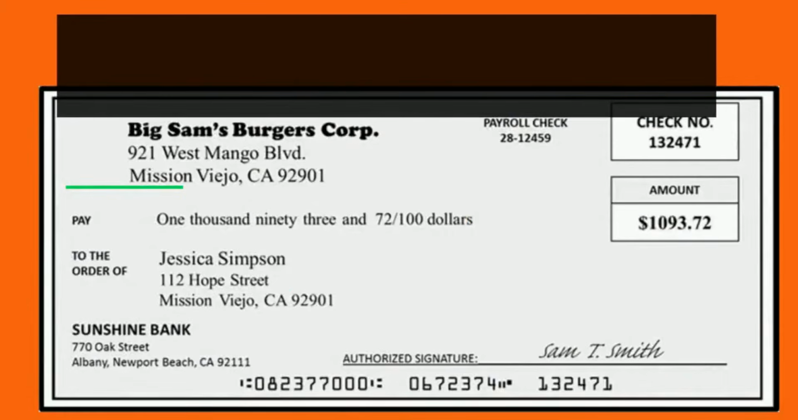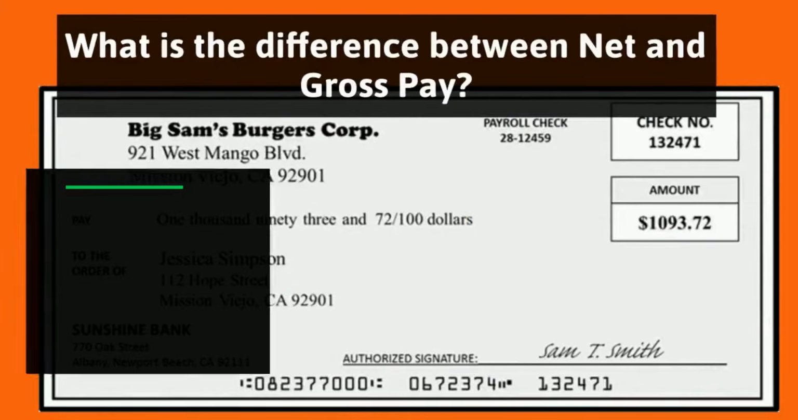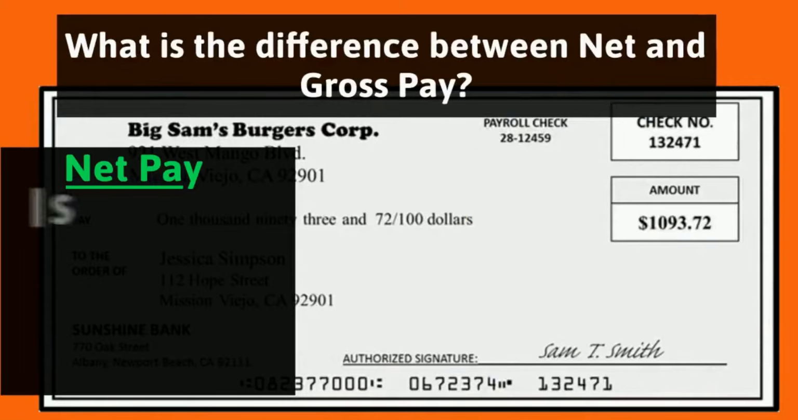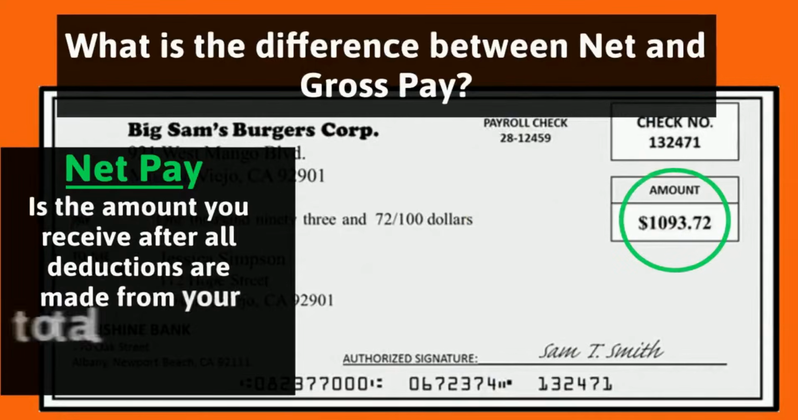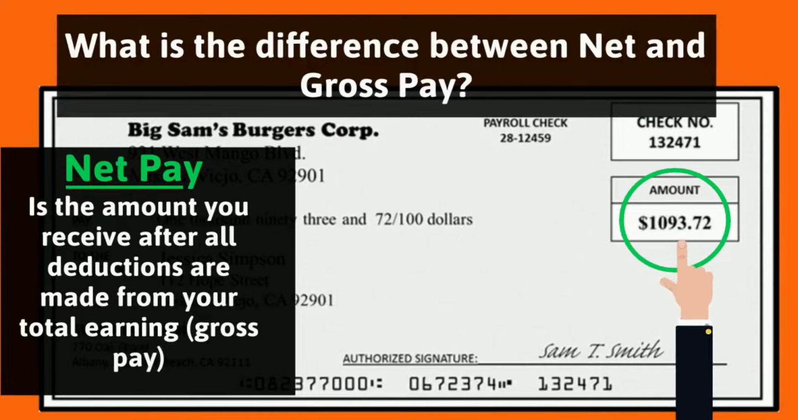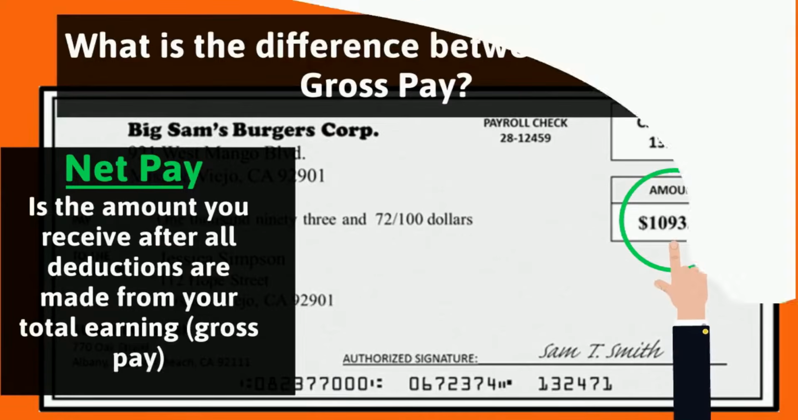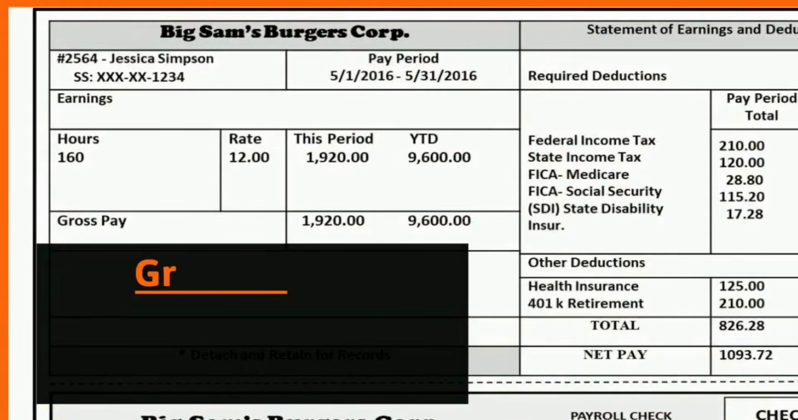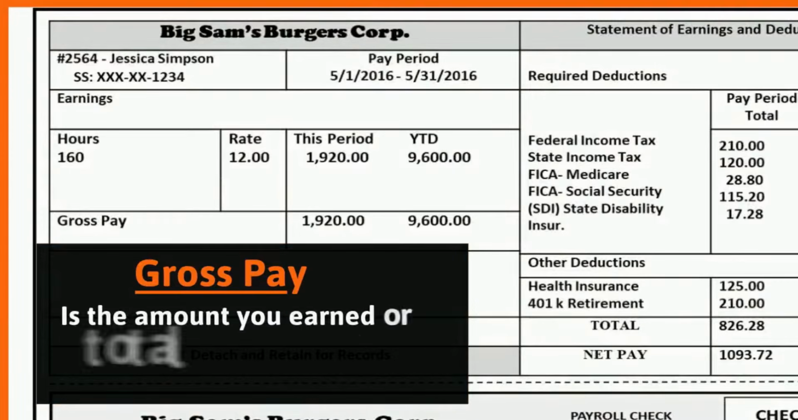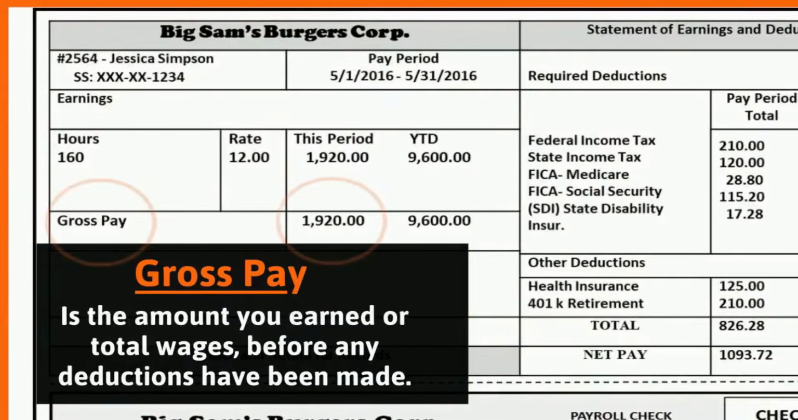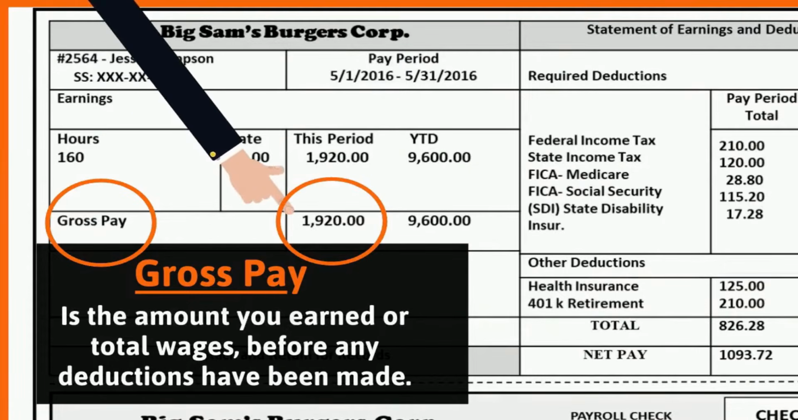Now, let's take a closer look at the difference between net pay and gross pay. Your net pay is the final amount on your paycheck. It is the amount you receive after deductions, such as taxes and health insurance, are made from your total earnings, which is gross pay. Gross pay is the amount you earned, or your total wages, before any deductions such as taxes or health insurance have been made. You can find gross pay located on the pay stub. Here would be an example.